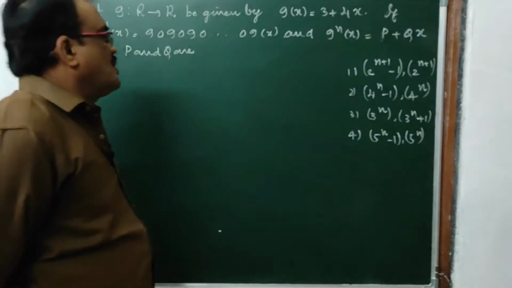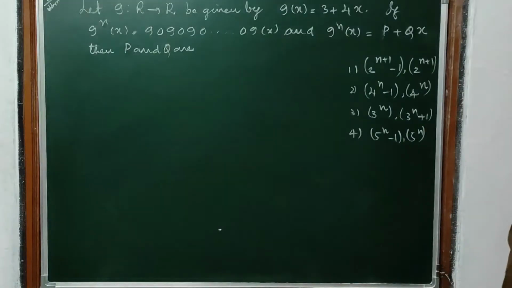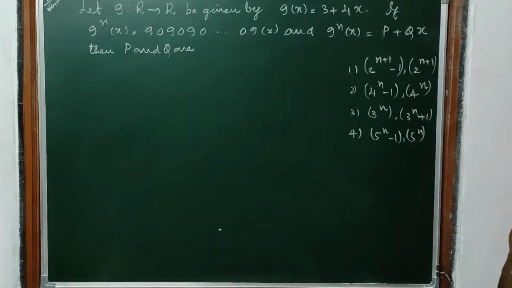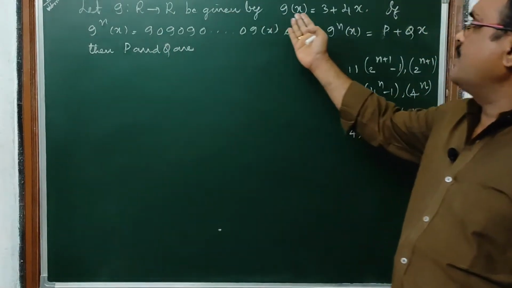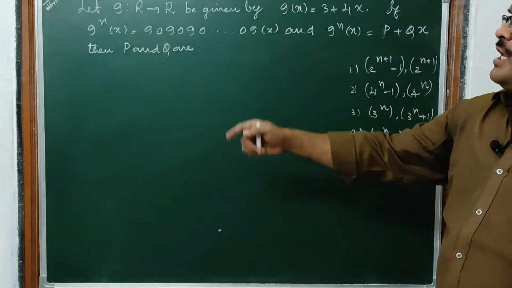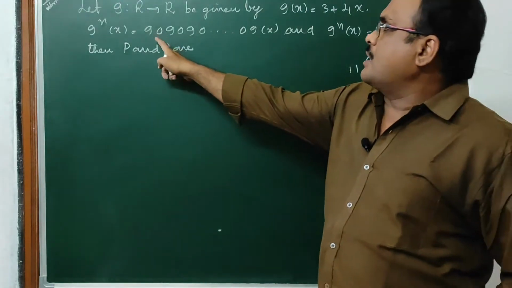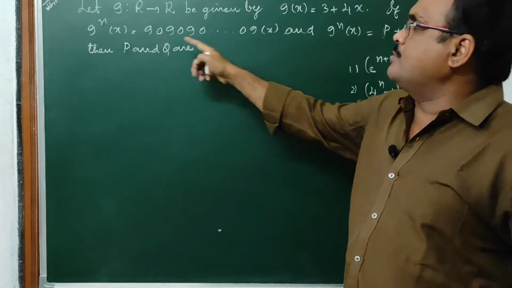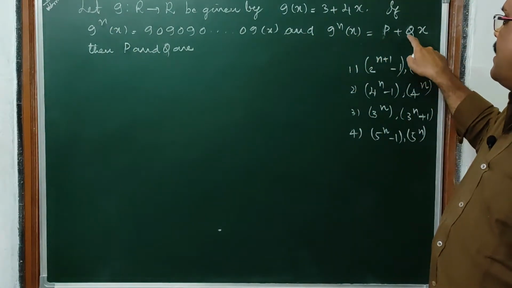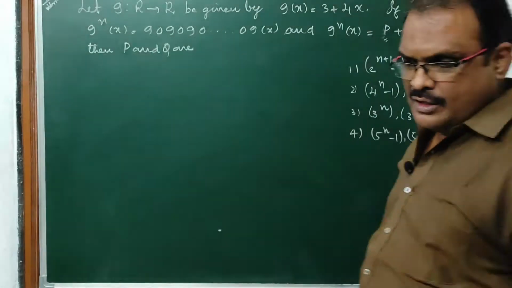Let g map R to R be given by g of x is equal to 3 plus 4x. Okay, real numbers to real numbers, and the function is defined as 3 plus 4x. If g circle and so on n times, g composed n times, will be g power n of x, and g power n of x is p plus qx, then what are the values of p and q? That is the question given.